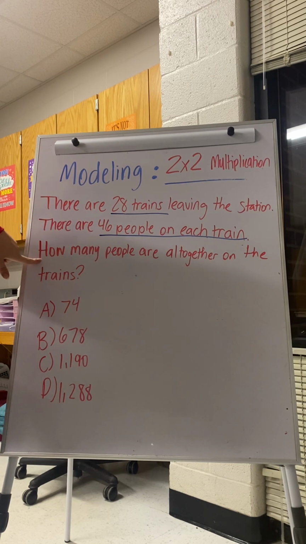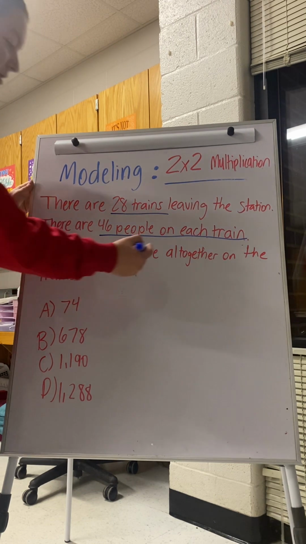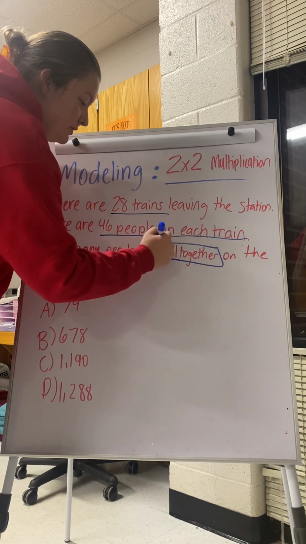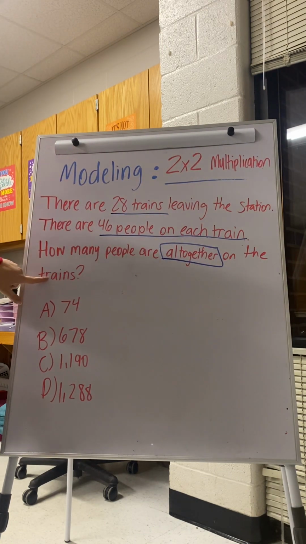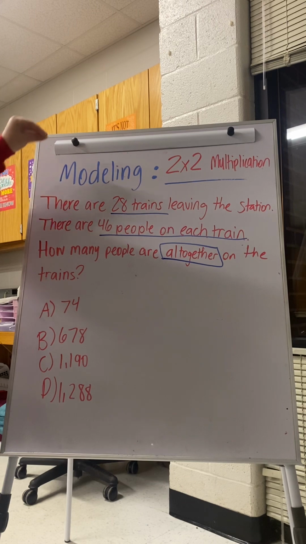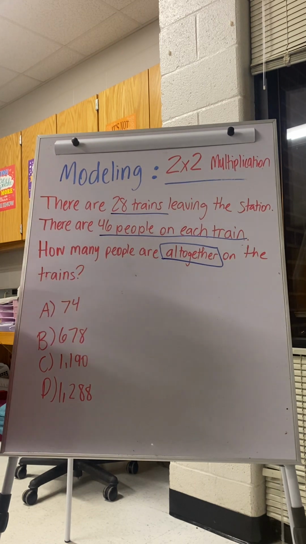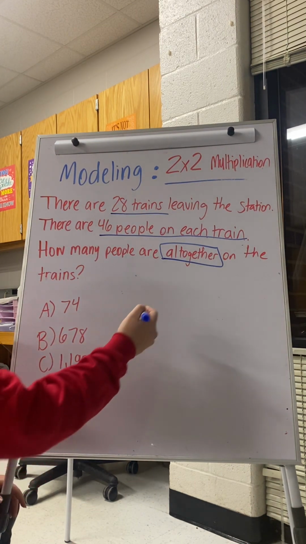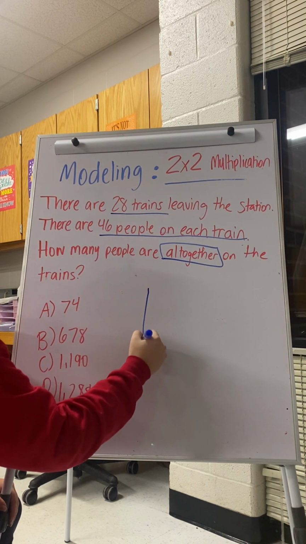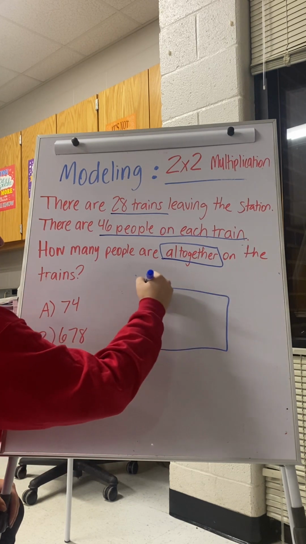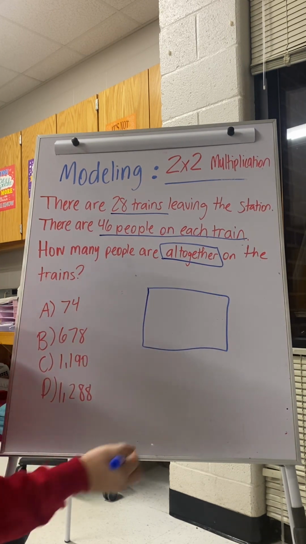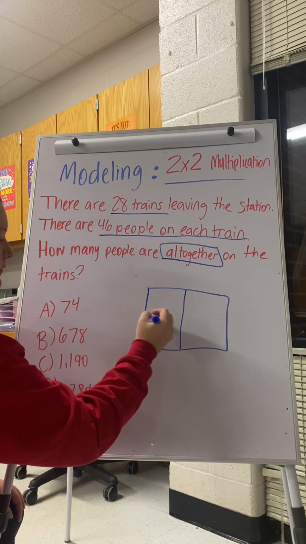But the question, once again, I'm gonna read it. How many people are, here's another key word, all together on the trains? So all of our trains with 46 people on each. So what I'm doing here is 2 times 2 digit multiplication. So I'm going to set this up, okay? Here's my area model, or you can call it a rectangular array. And I'm going to make 4 boxes.